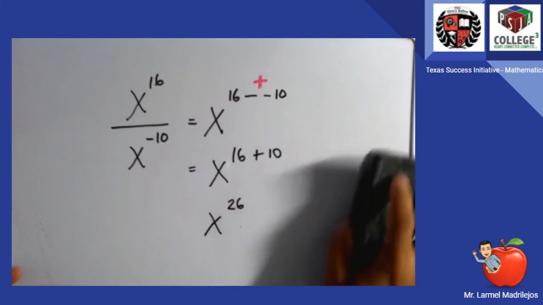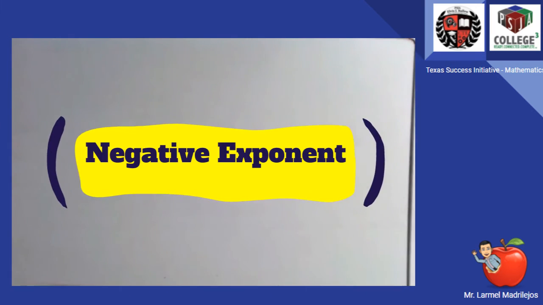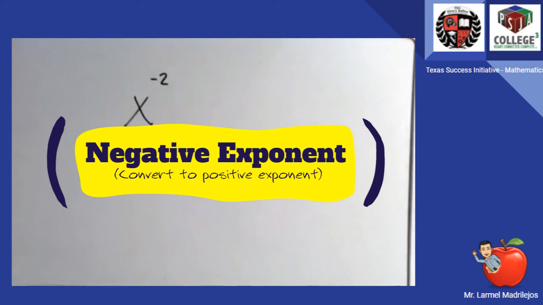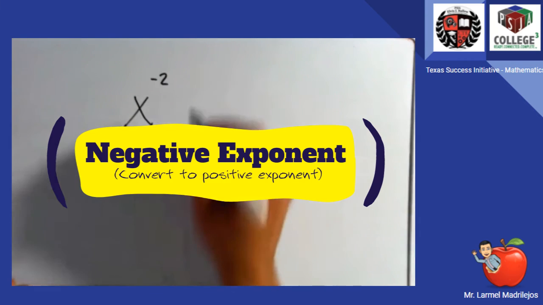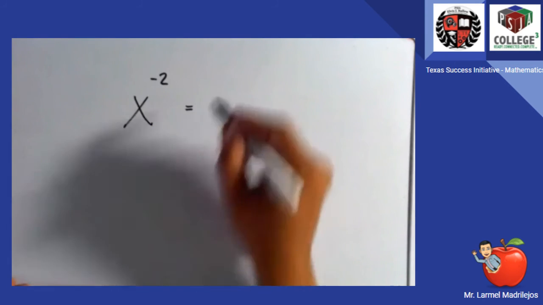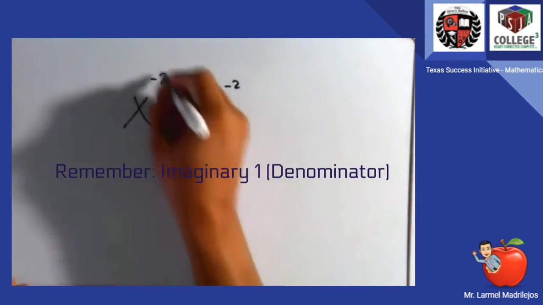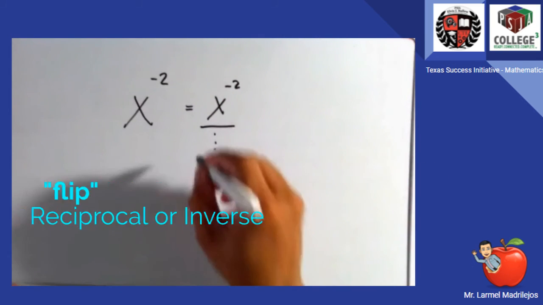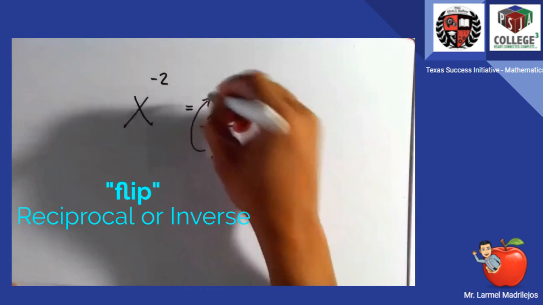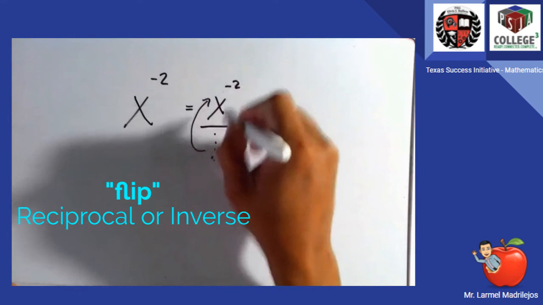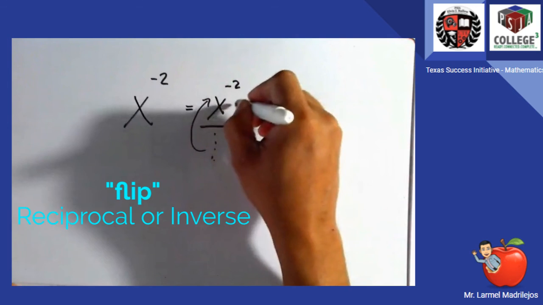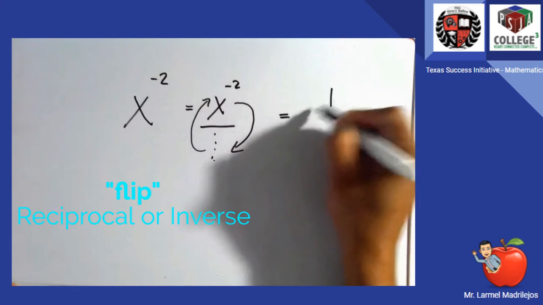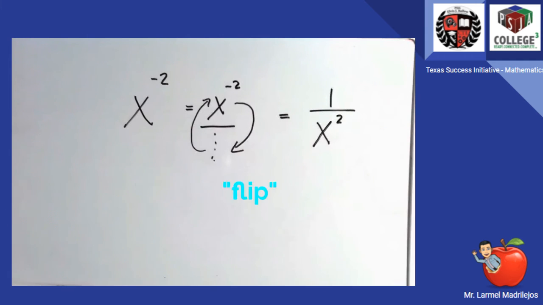Next rule, the negative exponent rule. I just mentioned earlier about negatives. If there is a negative exponent, we need to convert it to positive. Remember the imaginary 1. So this term here has an imaginary 1. Next thing is we need to flip them. Take it to the numerator, and this numerator, take it to the denominator. This turns to 1 over x squared.